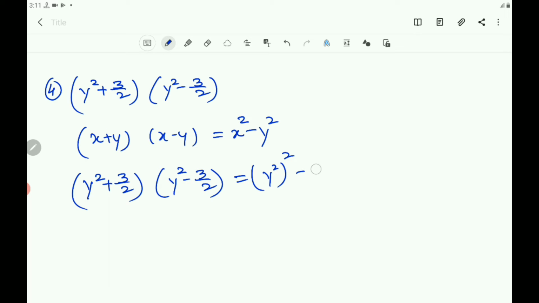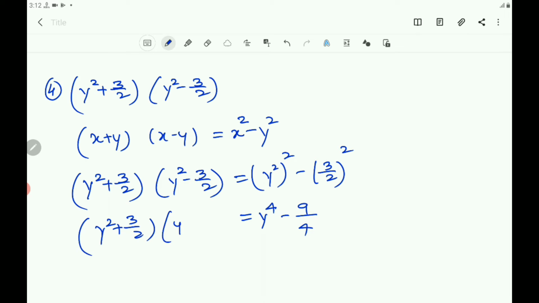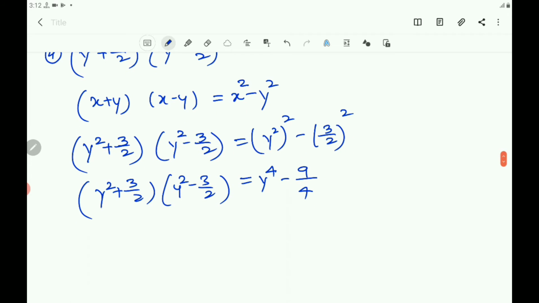In the place of x, y square is there. In the place of y, 3 by 2 is there. So it is 3 by 2 whole square. Then y square whole square is y to the power of 4, minus 3 by 2 whole square: 3 square is 9, 2 square is 4. Therefore the product of y square plus 3 by 2 into y square minus 3 by 2 is y to the power of 4 minus 9 by 4.